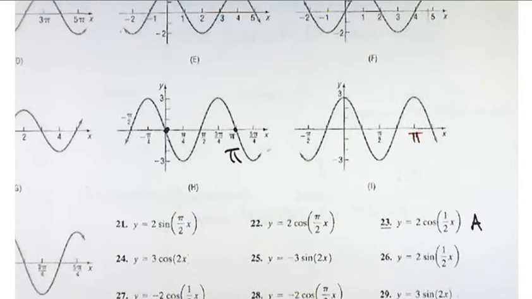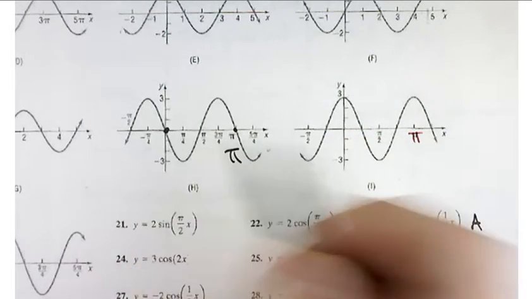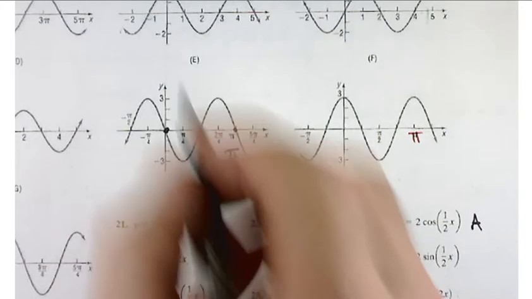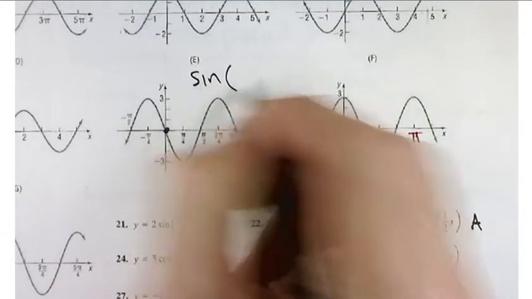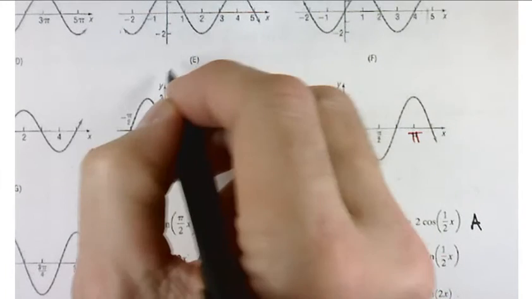Okay, so first things first, you want to determine sine or cosine. Which one is this one? That one's going to be a sine function. What's the coefficient? Well, what's the amplitude here? Amplitude is 3, but because it starts down, it's going to be a negative 3.